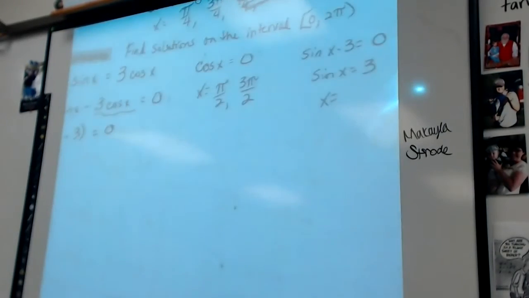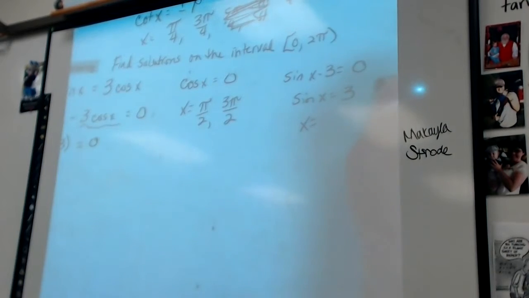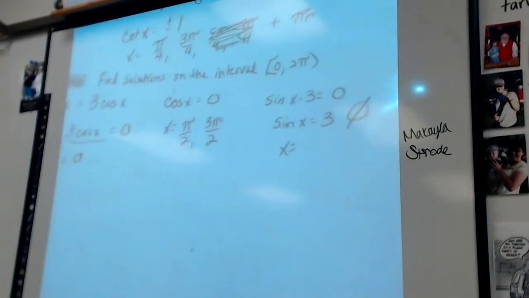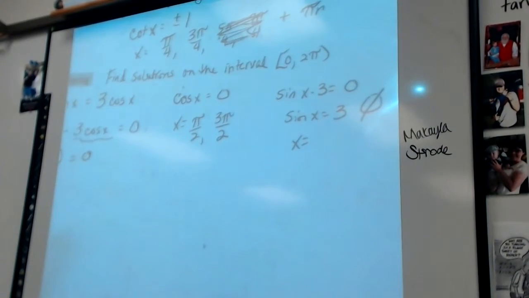Think about the graph of the sine function. Remember, its maximum is 1, its minimum is -1. So it oscillates between 1 and -1. So when would sine ever be 3? The answer is never. Sine x will not equal 3 because it only goes as high as 1 and as low as -1. It oscillates between the two. So this is your answer.